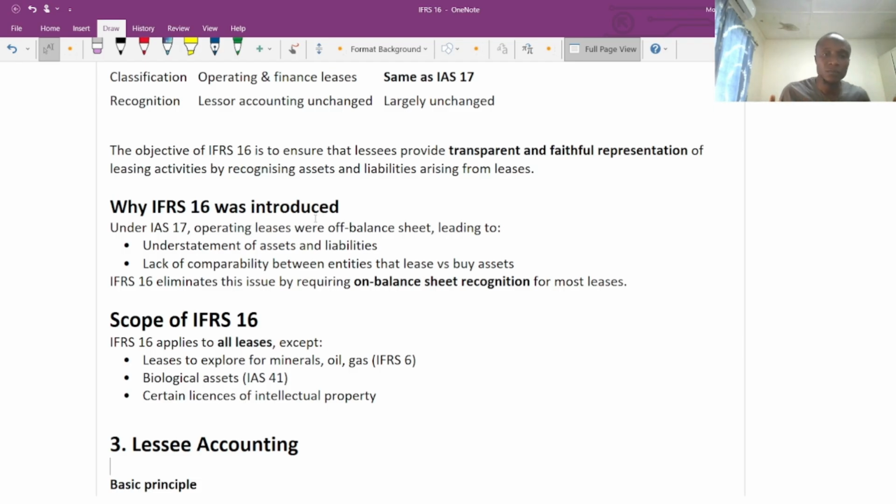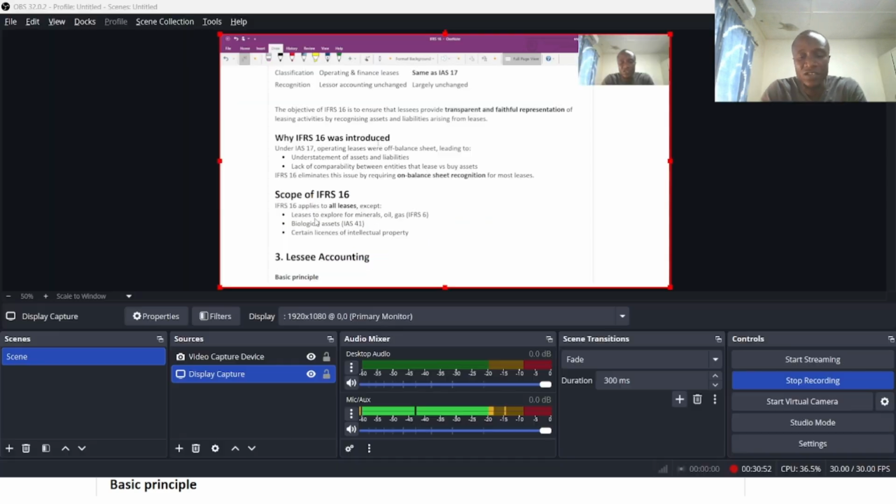I'm going to stop here for now. We are going to continue in our next session with lessee accounting. What you need to understand for this particular session is the definition, the elements of the definition, and how you can apply it in real life. Thank you very much for your time.